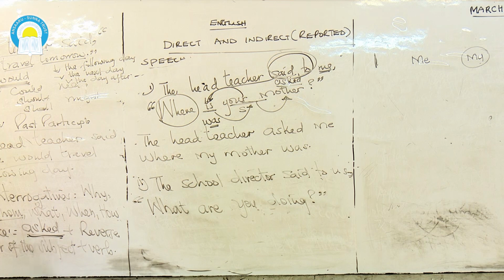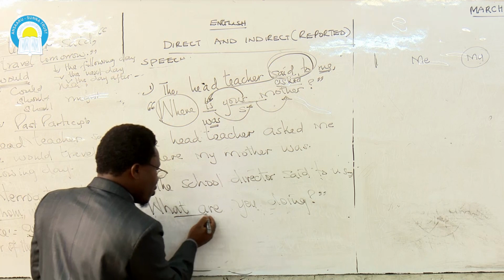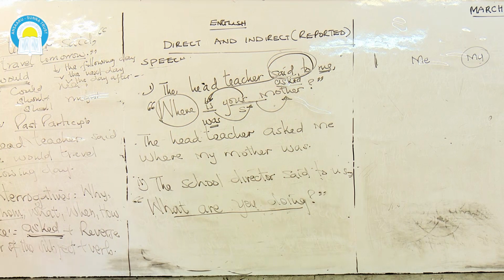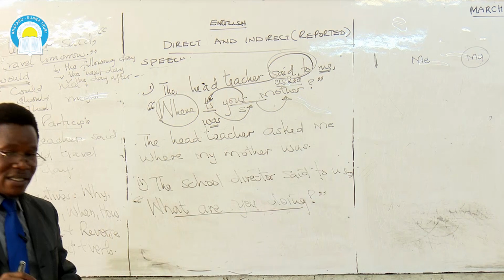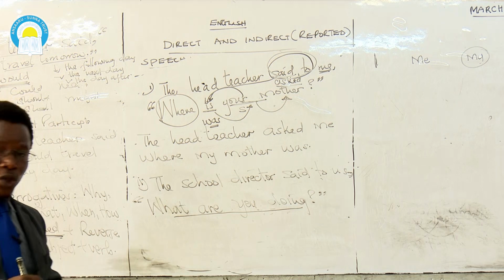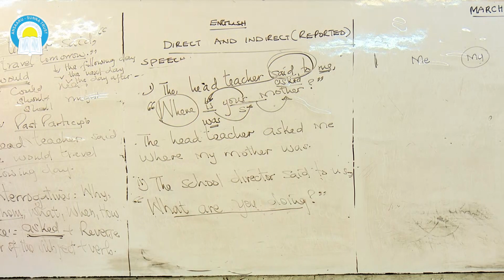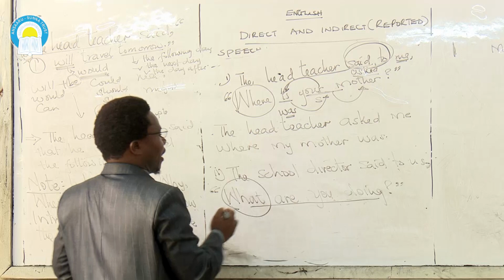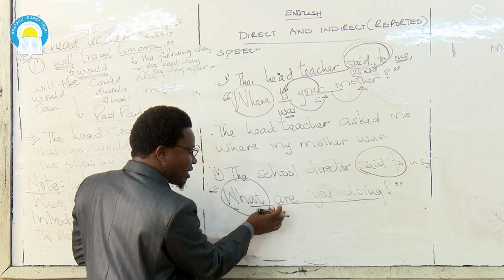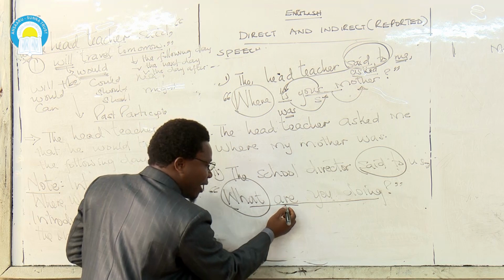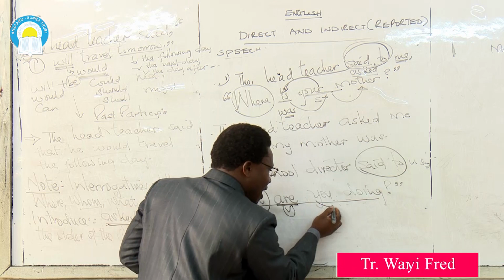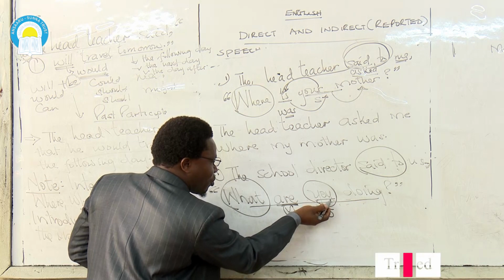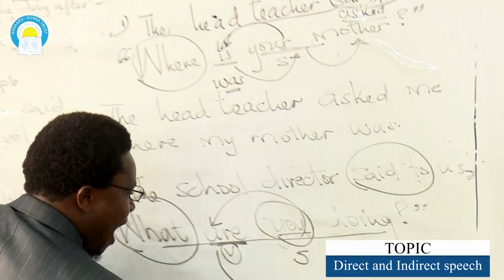This sentence, because of what are you doing, is in the present continuous tense. And as our rule stated earlier on, present continuous tense becomes past continuous tense. It's good to remind yourself of the same. Therefore, basing on this rule number one, note that sentences introduced with interrogatives, in this case what, are introduced with asked and have a reverse order between the subject and the verb. Our verb here, learners and viewers, is the auxiliary are. The subject here is you. So in indirect speech there should be a reverse order, the subject to come first and the verb to go to the other side.